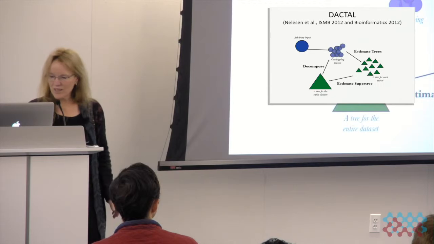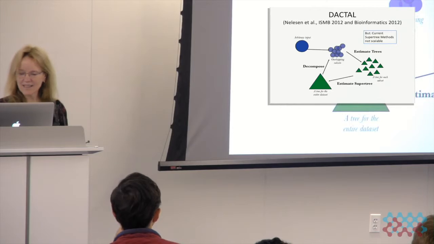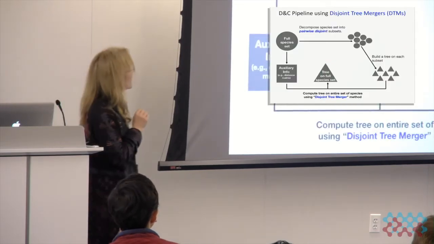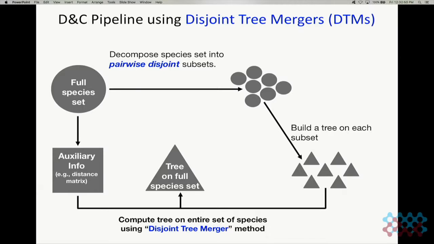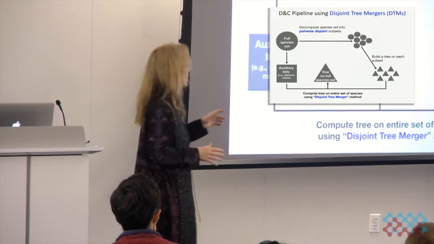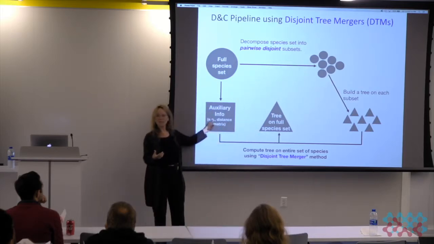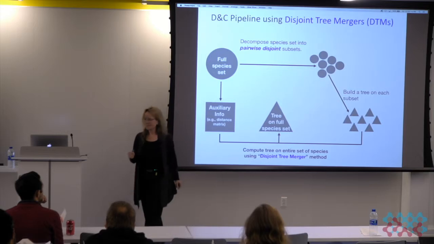Okay. So here's what we did. We decided to do something where we didn't need supertree methods. And this is the thing that is the new pipeline. It's called disjoint tree mergers. So imagine that instead of dividing into overlapping subsets, you divide into disjoint subsets. Now you have trees on disjoint subsets. And because you have expensive methods, when you run them on disjoint subsets, it's not a problem, right? They're small. You can make them as small as you want. You can parallelize it. All this is fine. You get really good trees on the subsets, you want to combine them, but they're not overlapping, so you need some auxiliary information, such as a distance matrix.